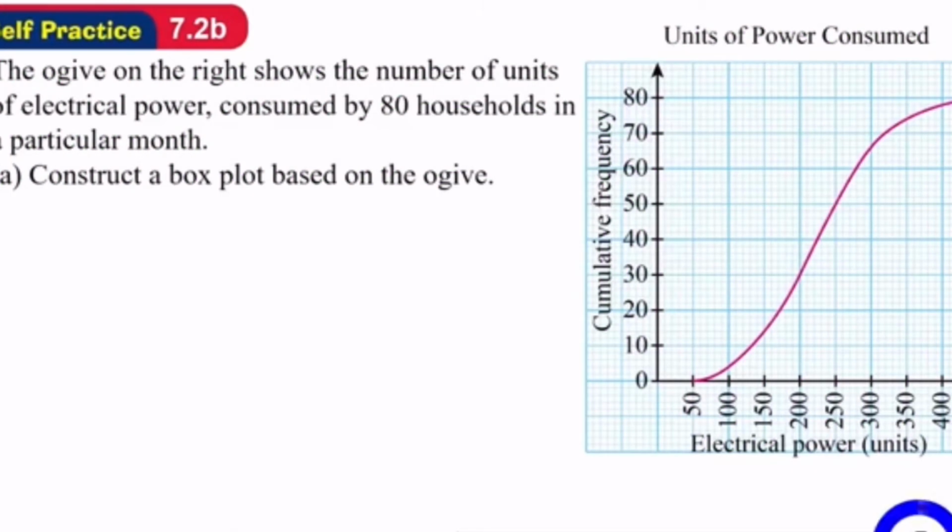The Ogive on the right shows the number of units of electrical power consumed by 80 households in a particular month. Construct a box plot based on the Ogive.